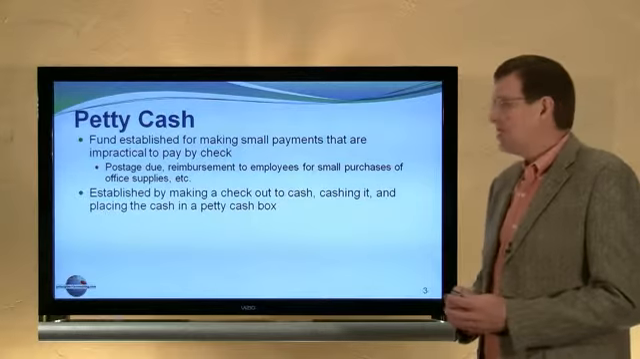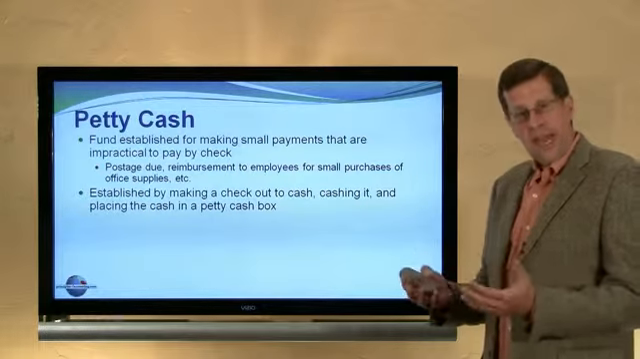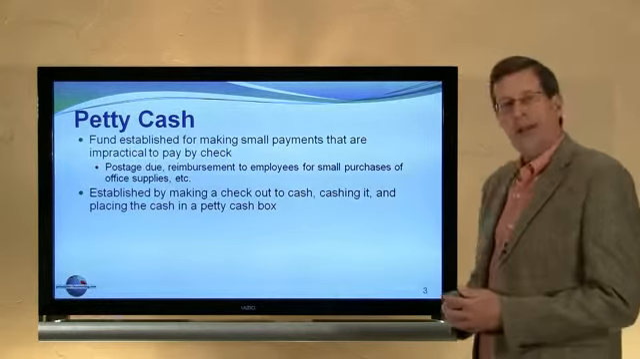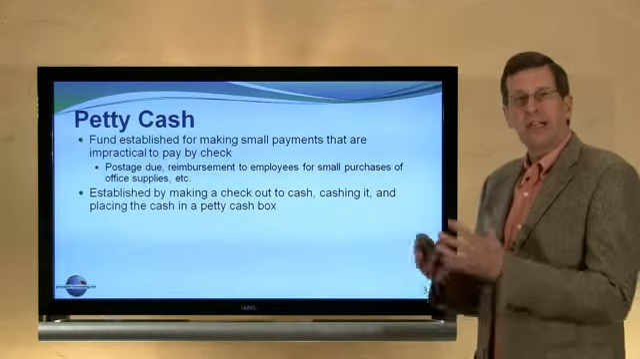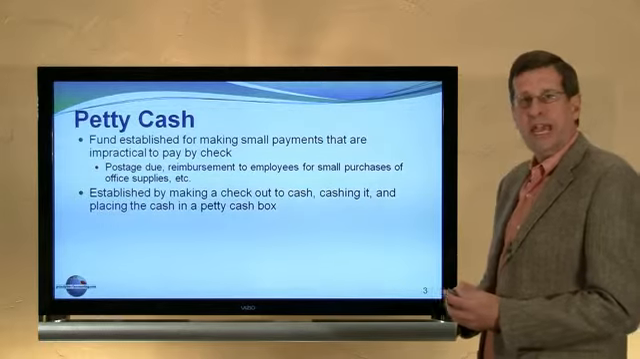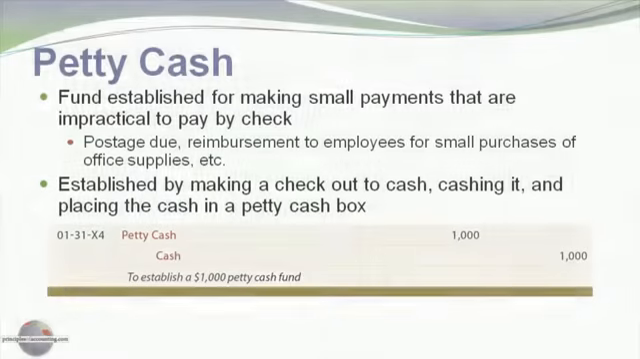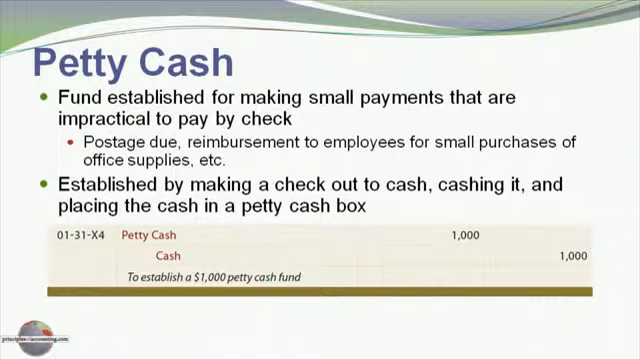A petty cash fund is established by making a check out to cash, taking that check to the bank, cashing it, and then taking the money and placing that in a petty cash box under the control of a particular petty cash custodian. Now, when a petty cash fund is initially established, it's done so by crediting cash. Here's the $1,000 credit to cash, and we debit petty cash.